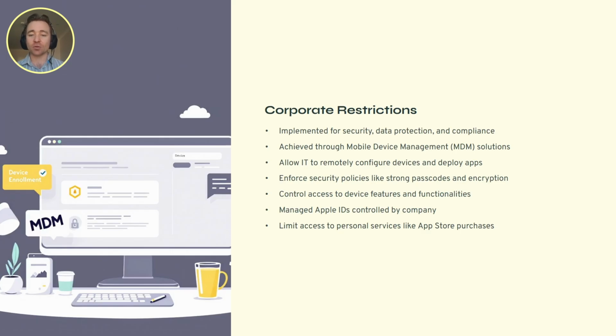This means that you may have some specific restrictions in your corporate environment as to what you can or cannot do. Generally, this is achieved through mobile device management solutions. It allows IT to remotely configure devices and deploy apps, and also enforce security policies, such as strong passcodes and encryption. Control access to device features and functionalities, and managed Apple IDs are controlled by the company. So your Apple ID might be controlled by your company if you're in a corporate setting, okay? Limiting access to personal services like the App Store and purchases are things that your corporate restrictions will likely do. They want you to stay focused on business.